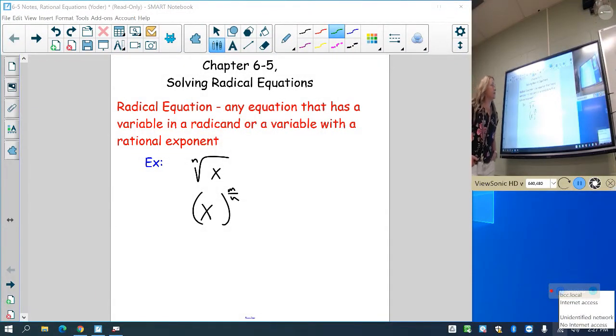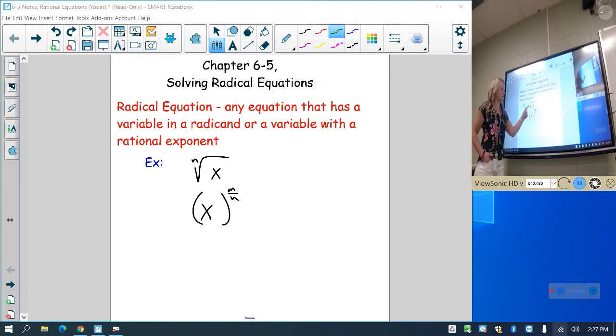Okay, today we are going to be solving radical equations. A radical equation is just an equation that has a variable in the radicand or a variable with a rational exponent. The difference between an equation and an expression is the equal sign. So here we have examples of radicals in different forms.